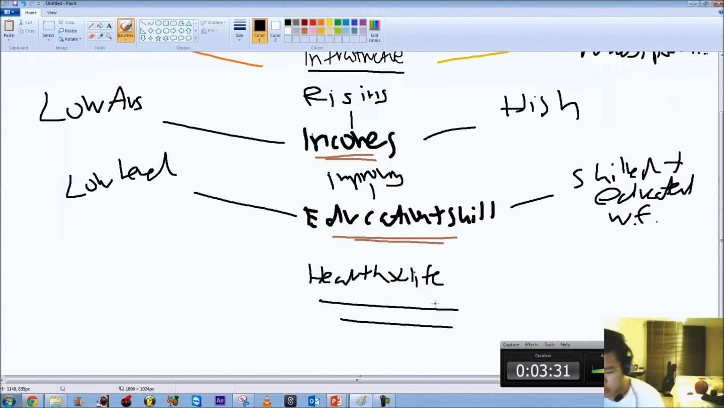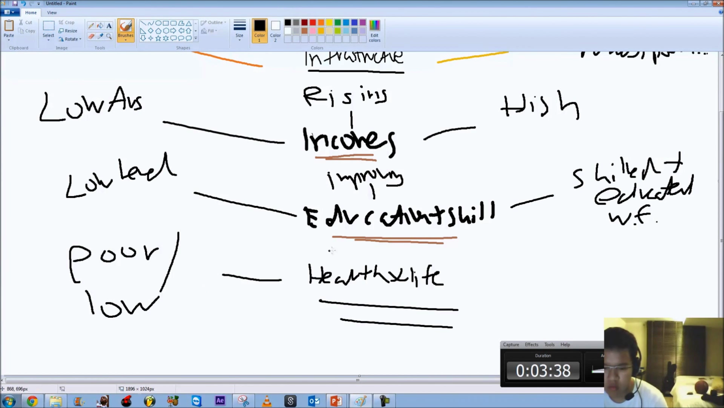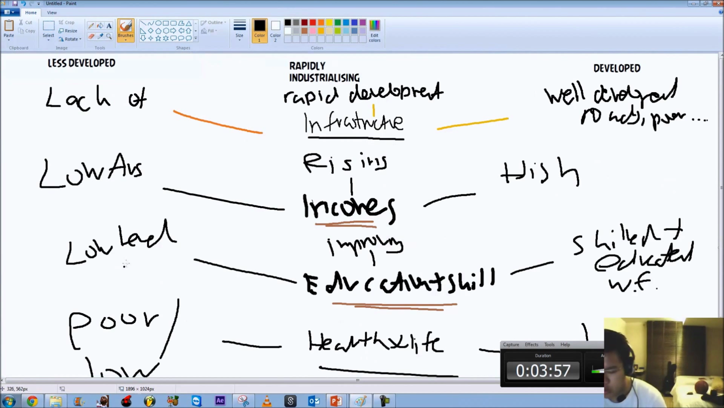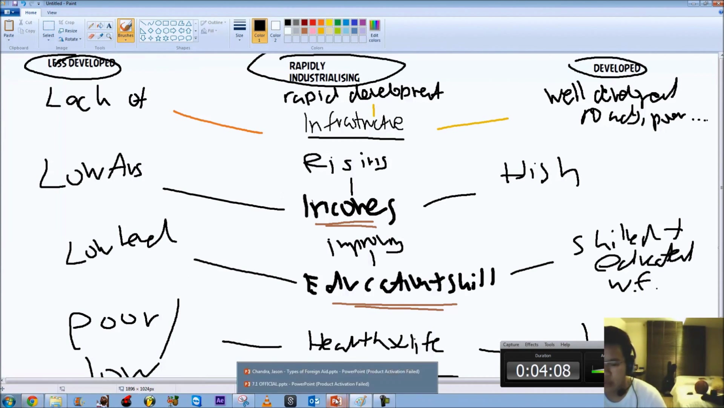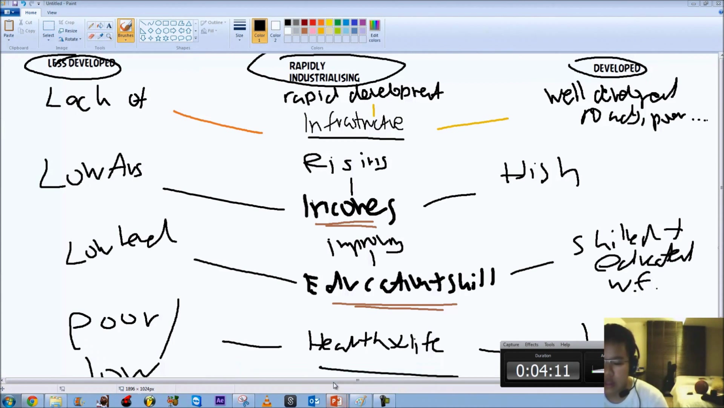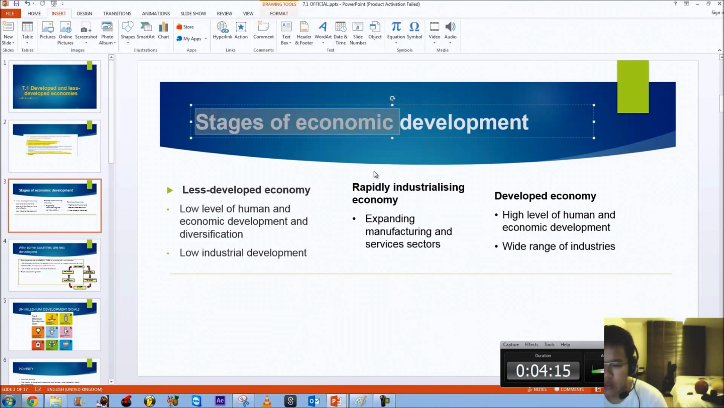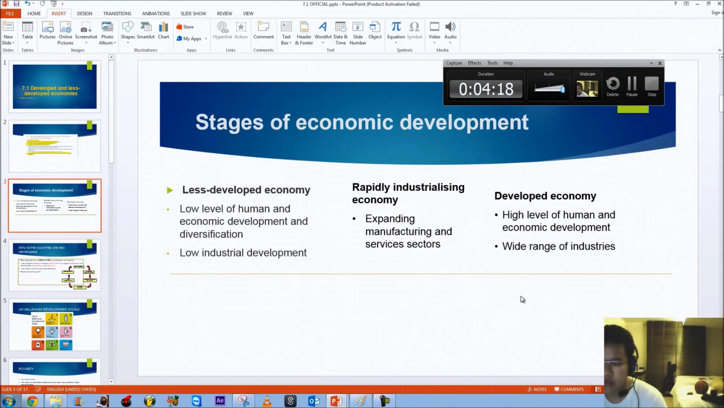And for health or life expectancy, this one has poor or low healthcare. For the rapidly industrializing, it has improving, and for this one, it has high healthcare or long life expectancy. And all of this would contribute to the living standards, where this one is poor living standards, this one is improving or rising living standards, and this one is high living standards. And all of these points should be added to this one right here, stages of economic development. You can write them notes under here, what I just said on paint. So back to the PowerPoint.